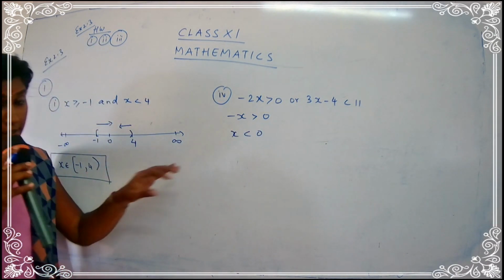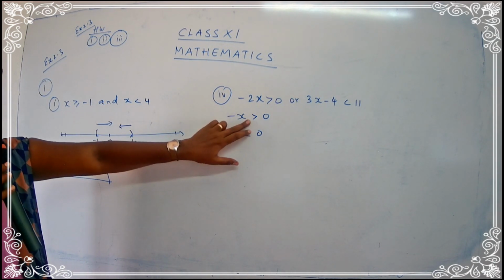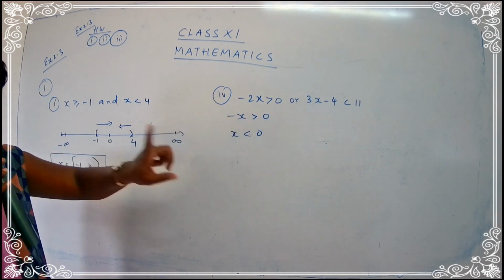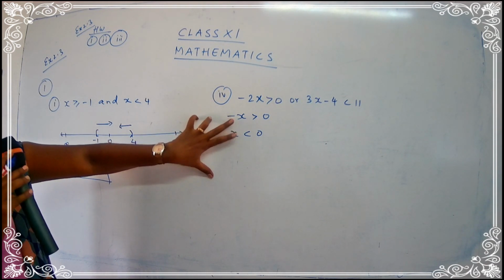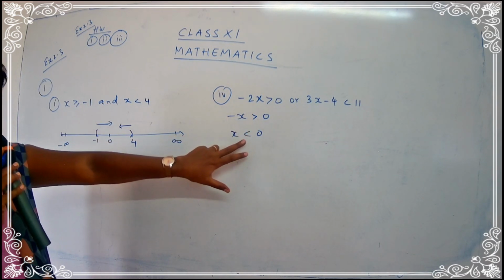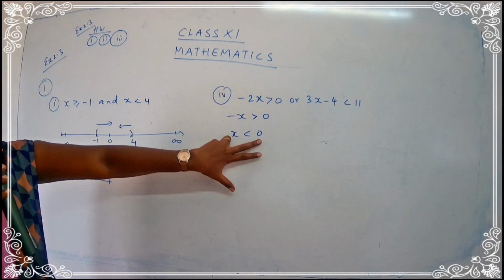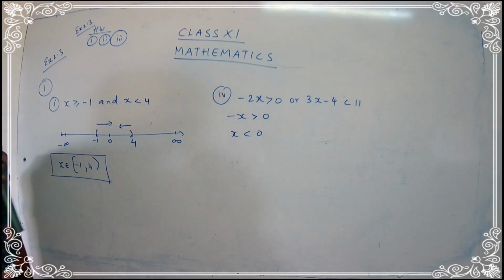I hope you're clear with this step, children, because I have got here minus x greater than 0. We don't want the first term to be negative. So you are going to change minus x as plus x. The greater than changes to less than, and we don't put any sign for 0. So 0 remains the same. So what you have got here? x is less than 0.